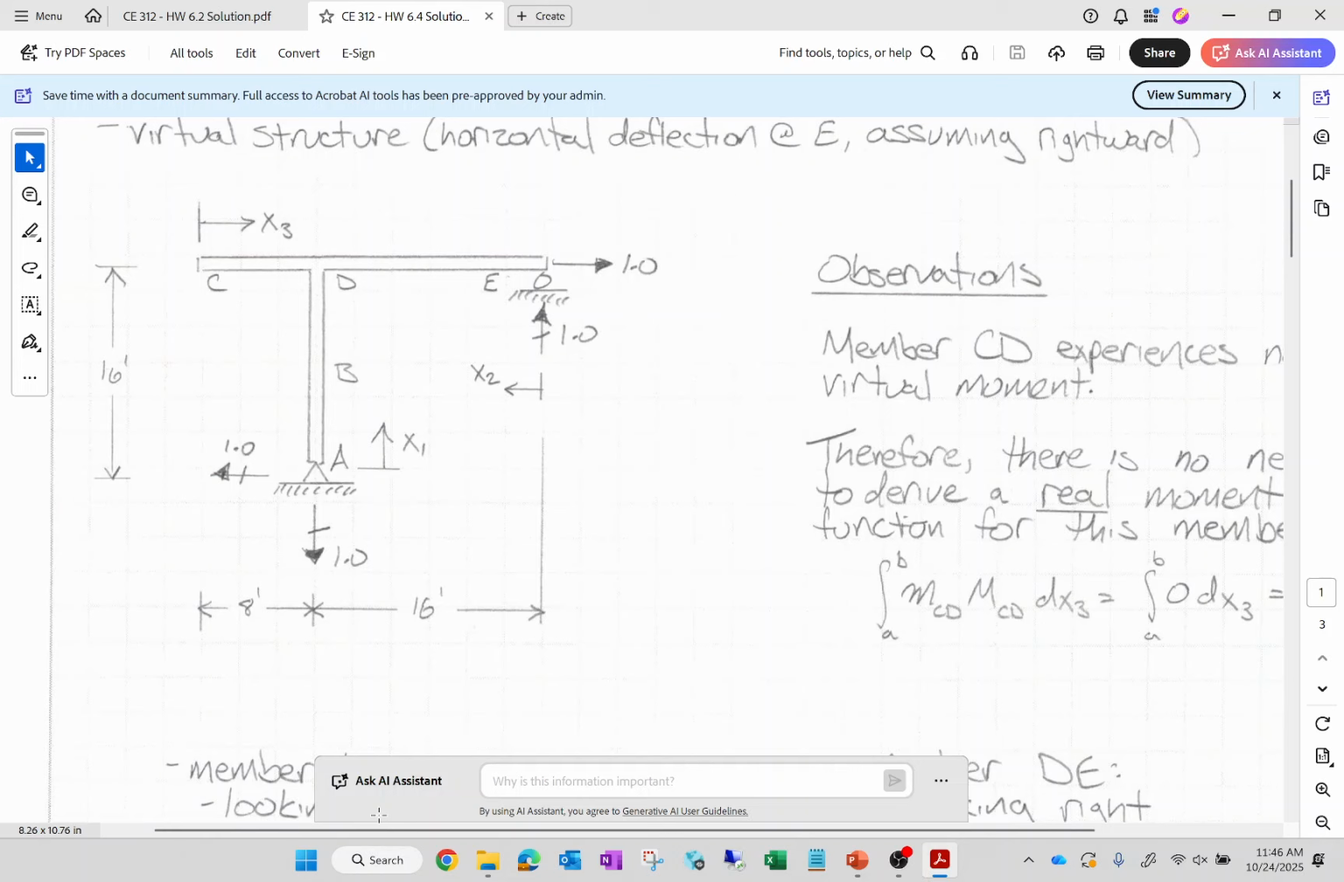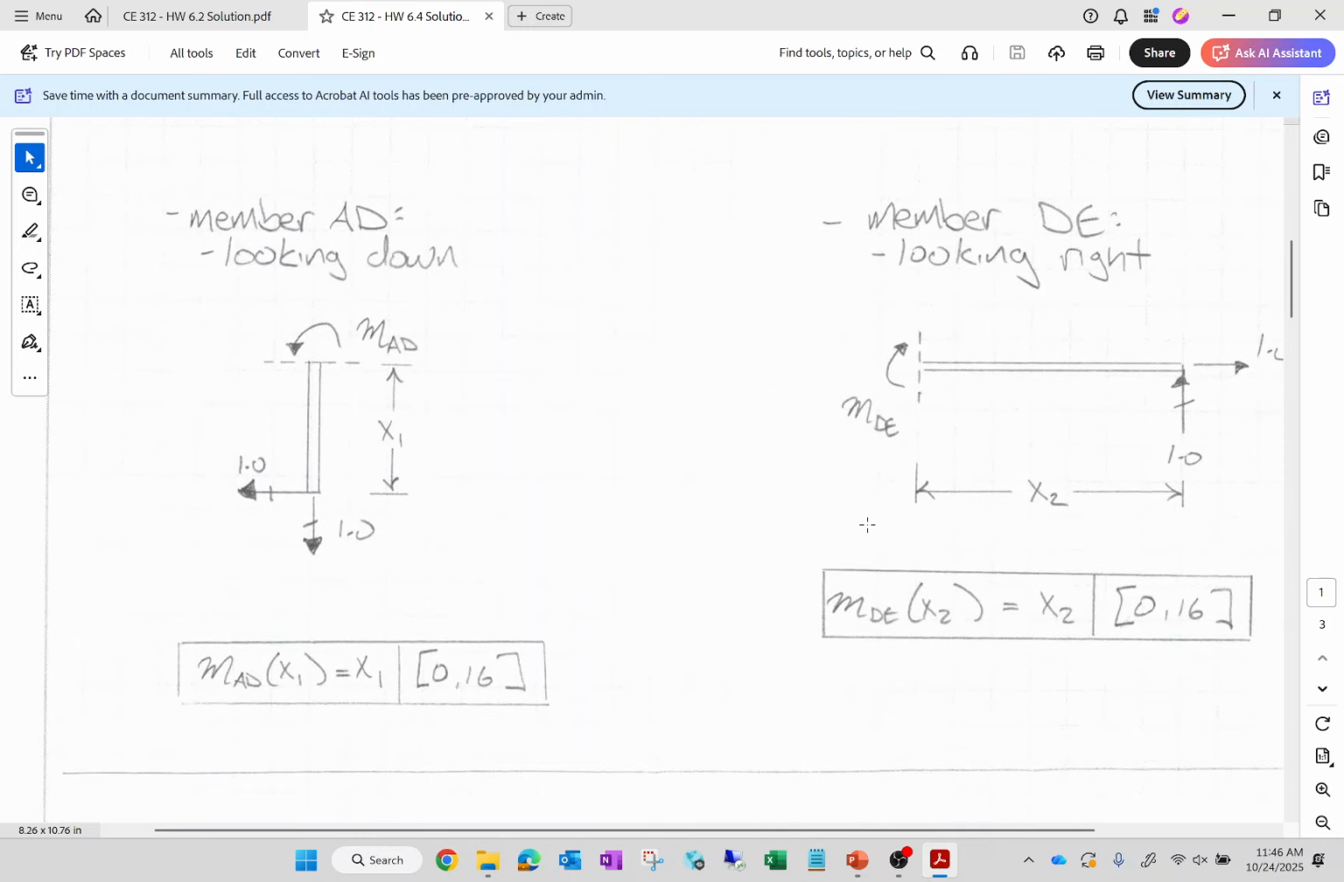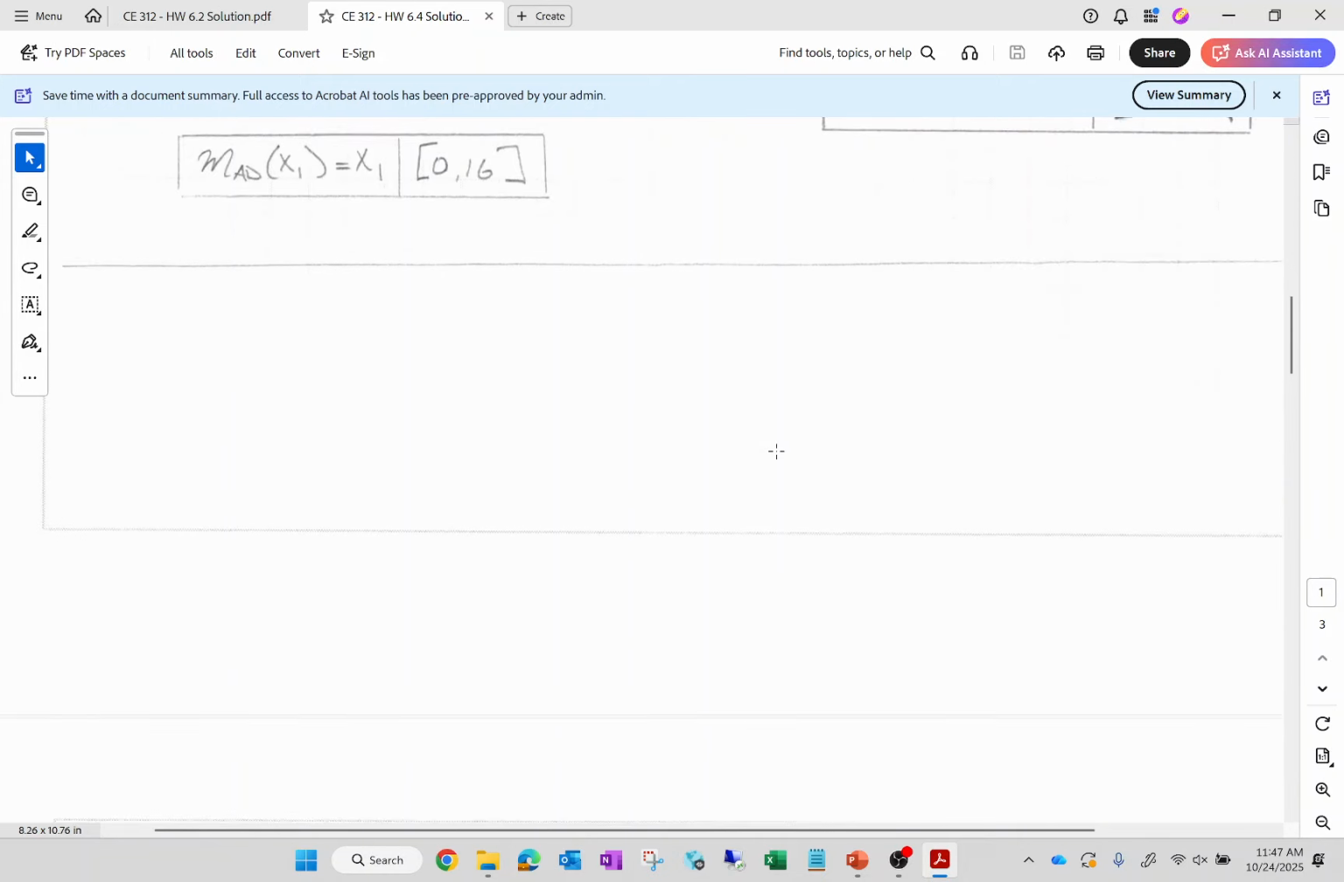So for this beam, if I say x going like that, this is going to be 1 times x. So this little moment function is x. This little moment function for this one is x, because it's just 1 times x. Okay, so if you look at your virtual structure, I've got basically x's, like little m is equal to x for both members.